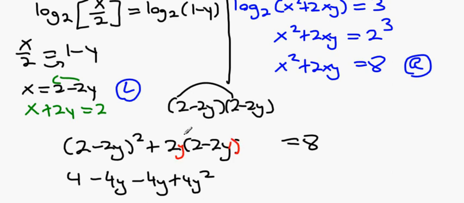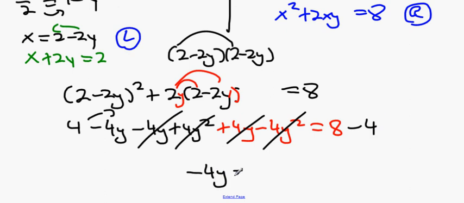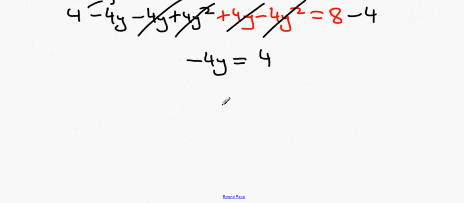And then I'm going to do 2y by 2 is 4y. 2y by minus 2y is minus 4y squared. And then we're going to leave the 8 on the other side for the time being because I think they're going to cancel. So we're going to get 4y squared cancel with 4y squared. Plus 4y cancel with minus 4y. Bring the 4 over the other side, comes minus 4. We're going to get minus 4y equals 4. Y therefore equals 4 divided by minus 4.